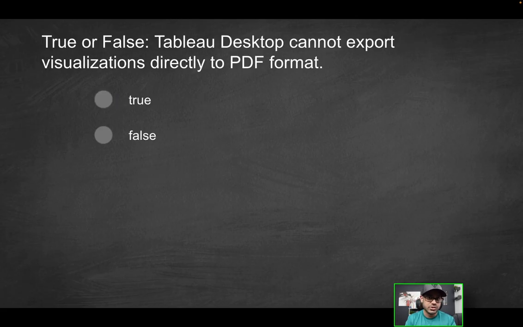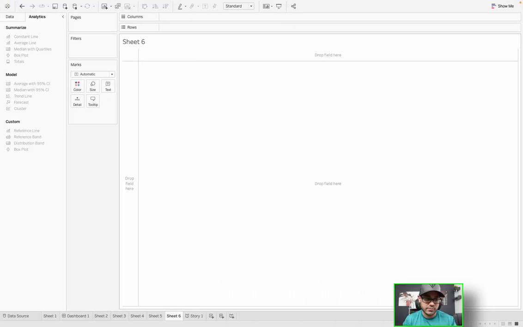Next question, true or false, Tableau Desktop cannot export visualizations directly to PDF format. And boy, is this a tricky one. So is this going to be true or false? What it's saying is you cannot export PDFs directly from Tableau Desktop. Now, the reason it's tricky is because in a general sense, if you have subscriptions going out, you do have the option of emailing out PDFs.